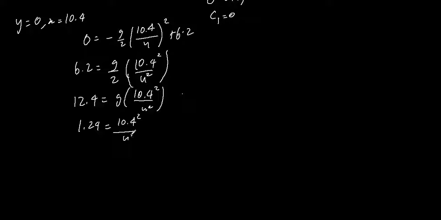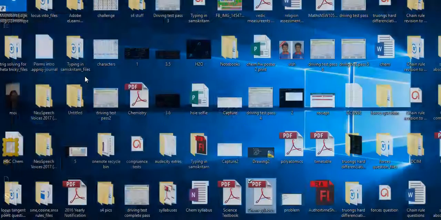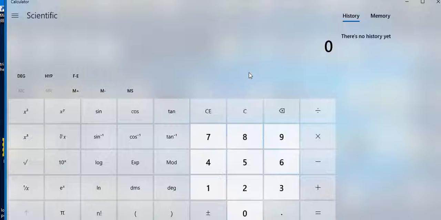squared over u squared. Then, if I multiply both sides by u squared, I get 1.24 u squared is equal to 10.4 squared. Now, I really need a calculator at this point. You know what I'll do? I will go on calculator here. Easy work. Okay, scientific calculator.